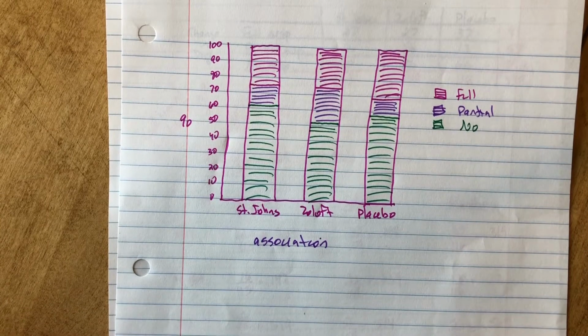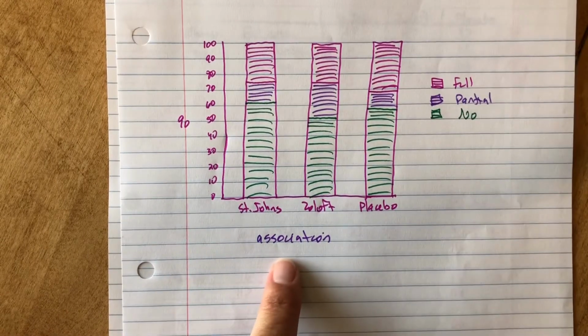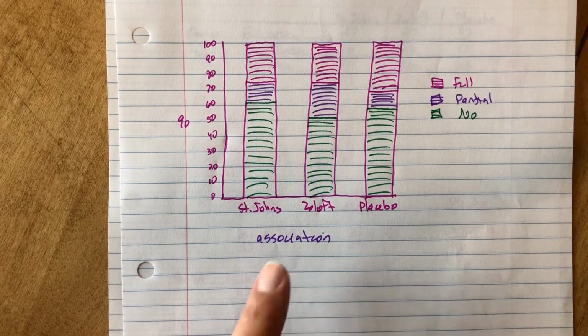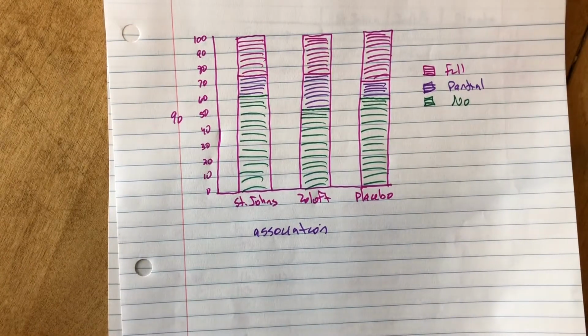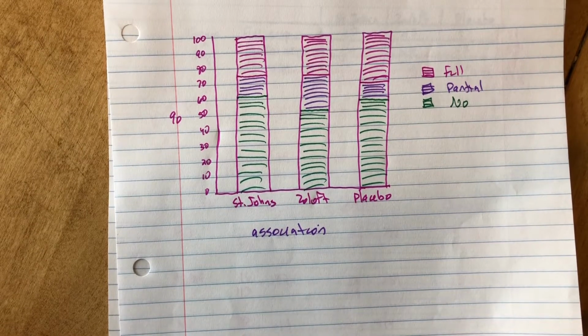Now let me just first say, just because 2 variables have an association does not mean one causes the other. Association does not equal causation. It simply means that there is some sort of relationship between the 2 variables, okay? So association and relationship is very important because we want to see if 2 variables are related or have an association. Again, doesn't mean one causes the other.